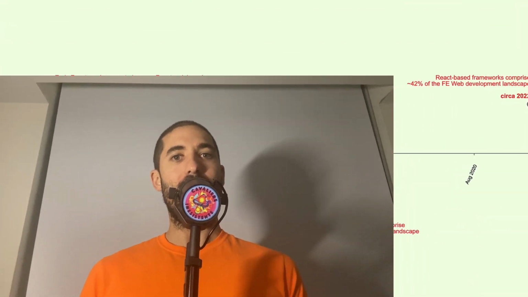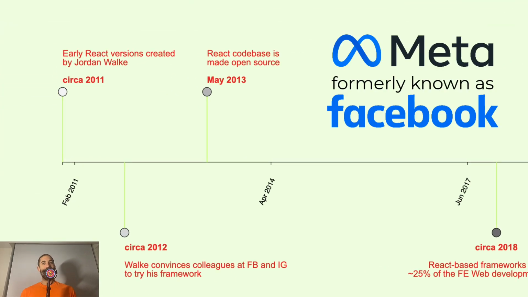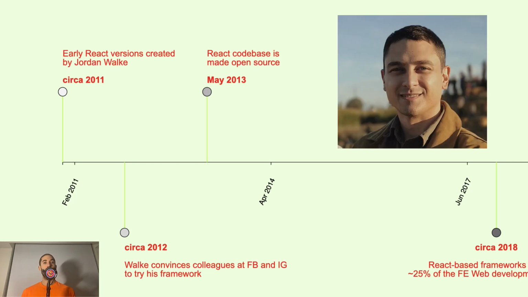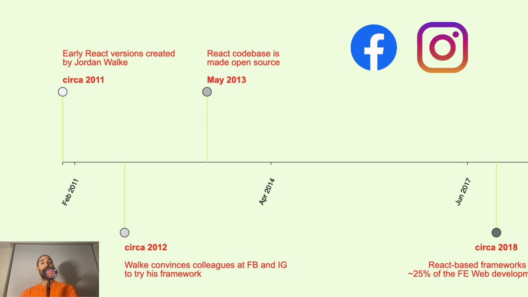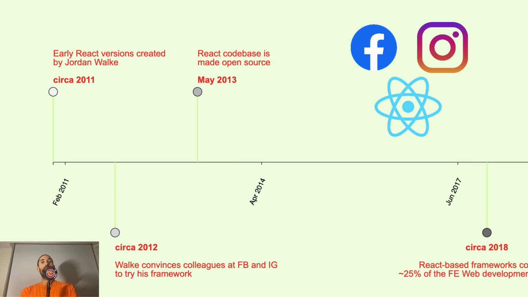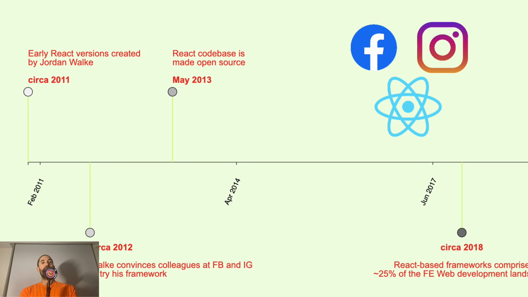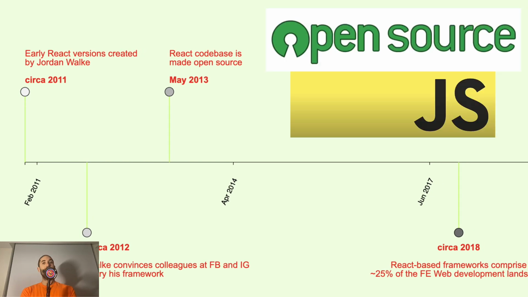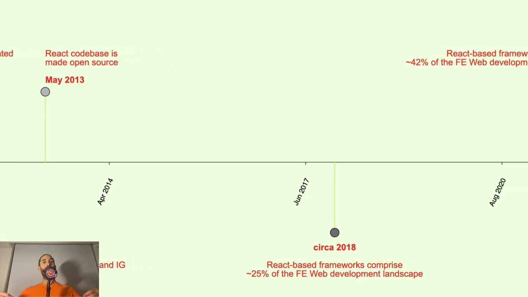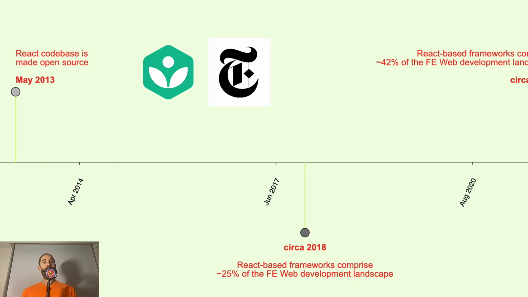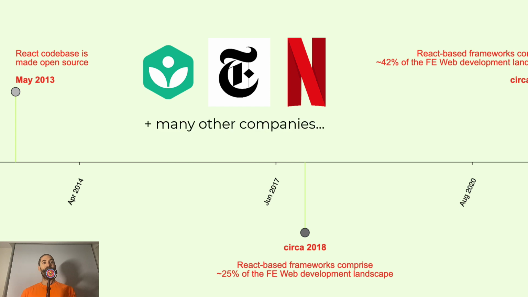The early versions of React were developed at Meta, aka the company formerly known as Facebook, by an engineer called Jordan Walke, circa 2011. And in 2012, Jordan convinced some of his colleagues on the Facebook.com and Instagram.com teams to try out his new and improved UI framework. After being battle tested on these two products, the engineering team at Facebook chose to open source the React codebase, and subsequently React was adopted at Khan Academy, the New York Times, Netflix.com, to name a few.